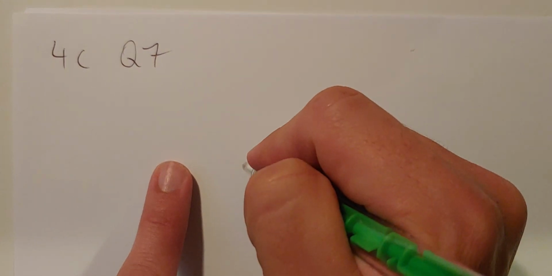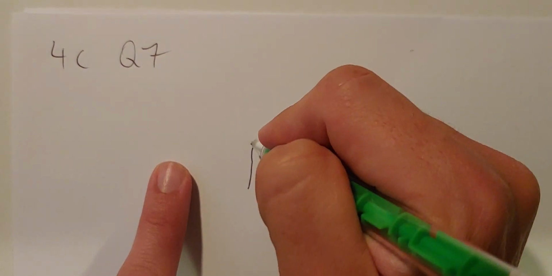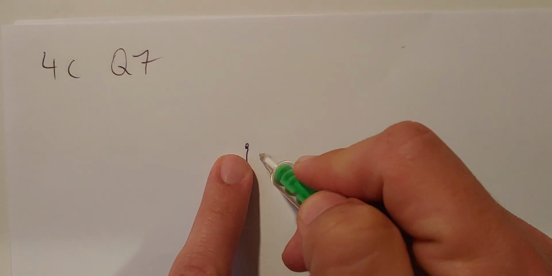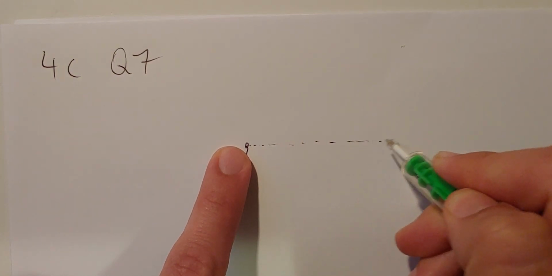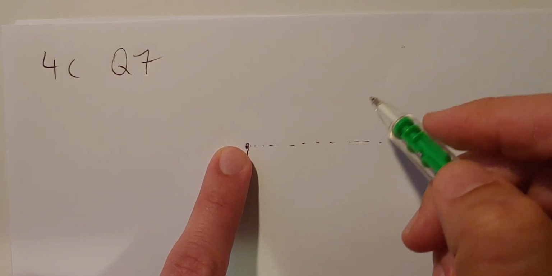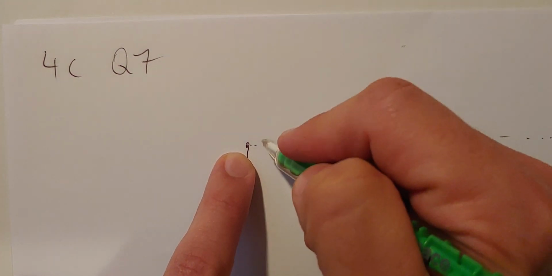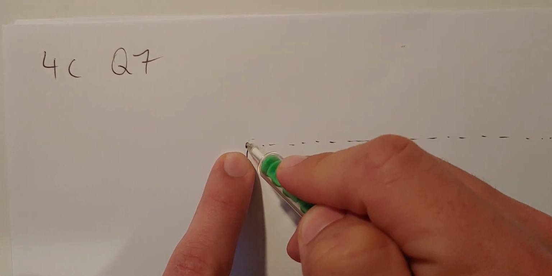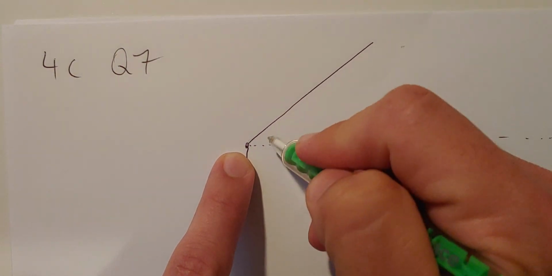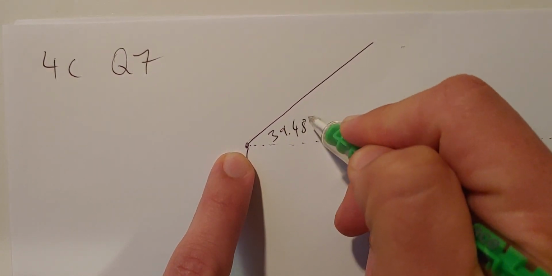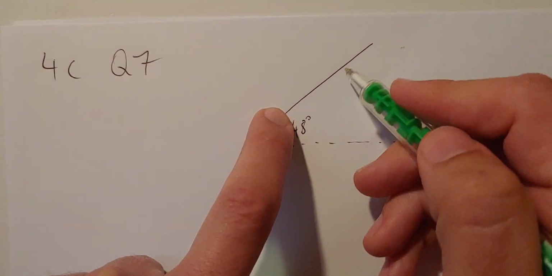All right, so let's call this the receiver. Imagine there's a little radio tower. This is the radio tower, and for the angle of elevation, this is our horizontal. The angle of elevation to both discs is 39.48 degrees. So this is our angle of elevation, 39.48 degrees, and it's to both discs, so both discs are on this line.